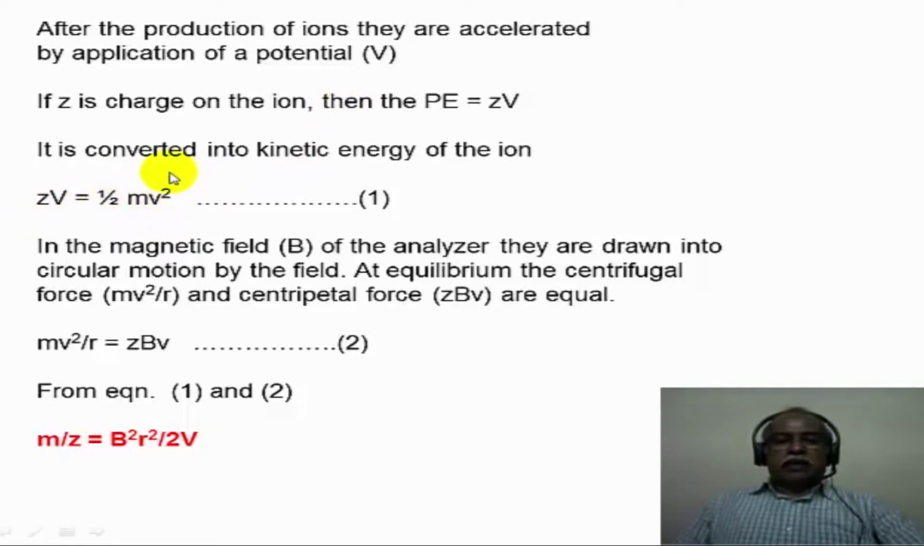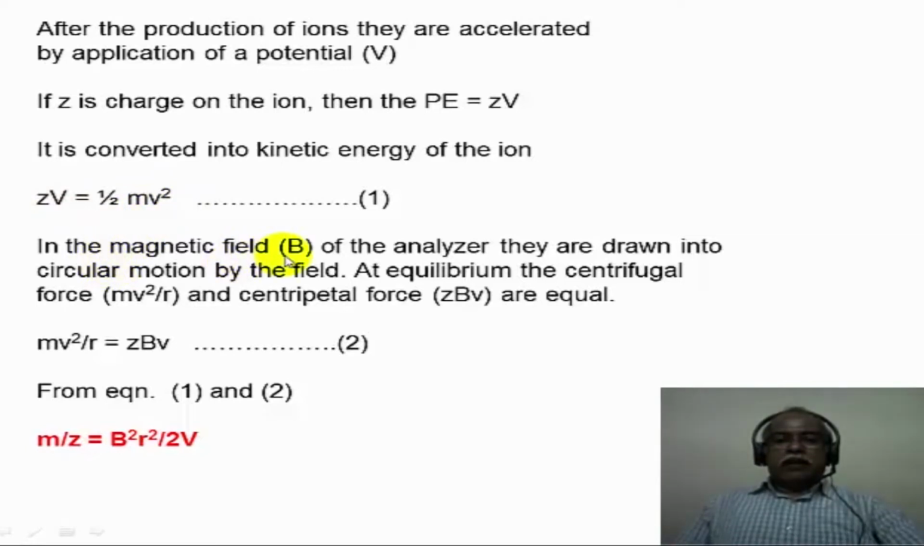Half mv square is the kinetic energy, m is the mass of the ion, and v is the velocity of the ion under the voltage of V, which is the acceleration voltage. Capital V and small v are distinguished in this case. Capital V corresponds to the applied potential, which is the acceleration potential. Small v is the velocity of the ions that is produced.